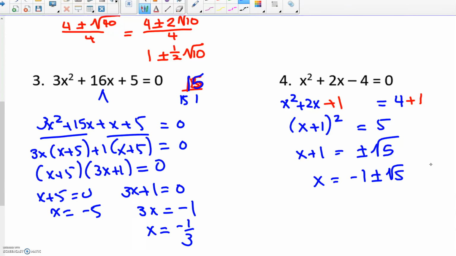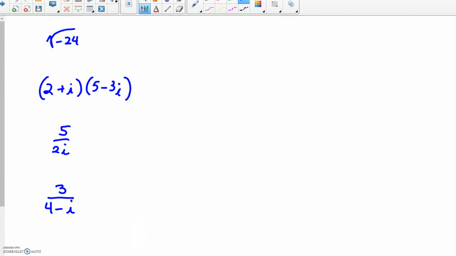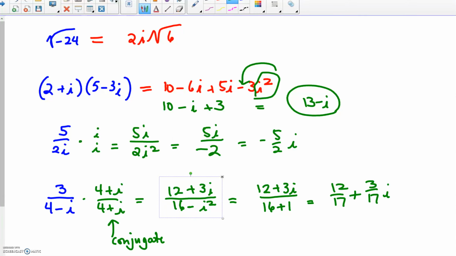So there are some different ways to work problems, and you may choose that you always love the quadratic formula and you always like to do that, or you may choose that you love to do complete the square and choose to do that always. So here are a few review problems for the complex numbers. So you might go through, pause it and give these a try, and then come back and check and see how you did.